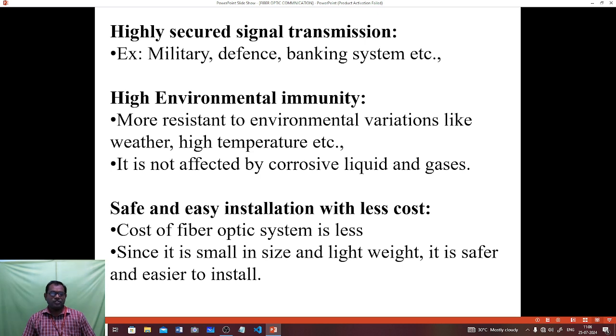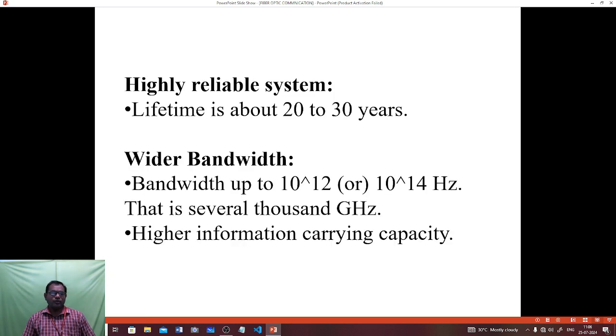Installation is safe and easy, with less cost. The cost of the optical fiber system is very low since it is small in size and lightweight. It is safer and easy to install. It is also a highly reliable system, because it is used for long duration purposes.